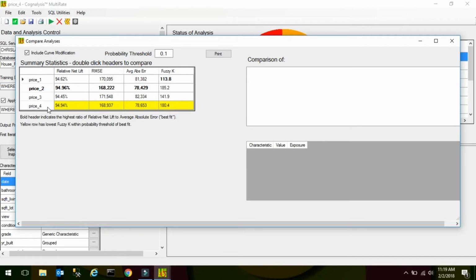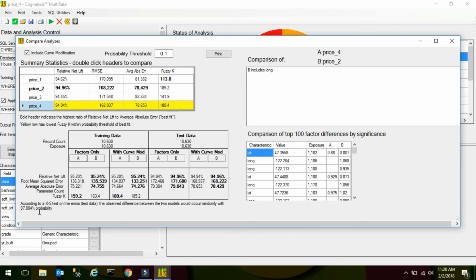And what we see now is that even though this is a slightly worse relative net lift and a slightly worse average absolute error than price 2, if I compare the two, it's finding that when we run a Kolmogorov-Smirnov test, actually this is using bootstrapped test records, and I look at those same measurements, the same ratio, they're essentially the same model. There's a 98% chance that you would see the sort of differences that we are seeing just randomly from bootstrapping on the test data.